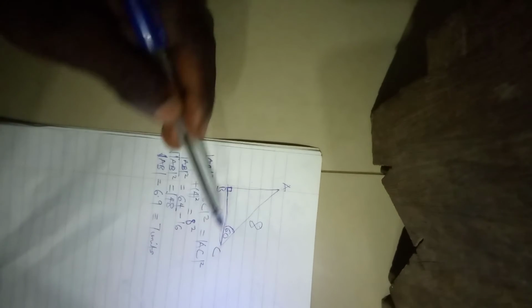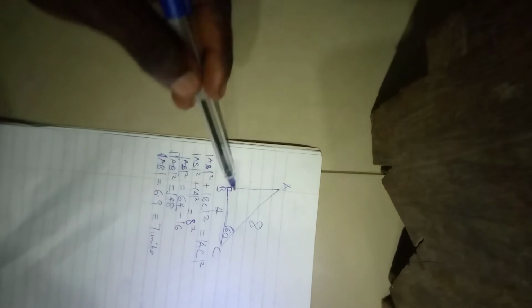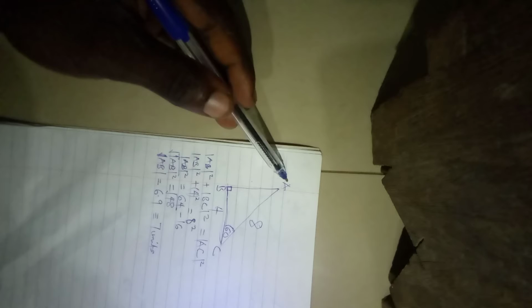Now we use Pythagoras theorem, and the principle says that when you square this plus the square of this, it should be equal to this. So that's what we did. Always the two shortest distances, when you square them and add them, equal the square of the longest distance. So AB squared plus BC squared is equal to AC squared. AB is what we are looking for.